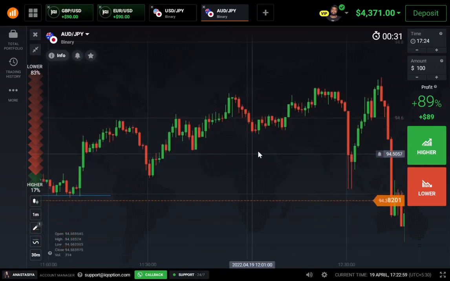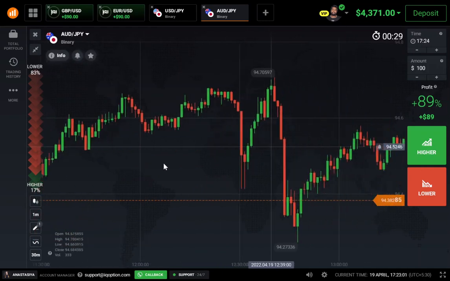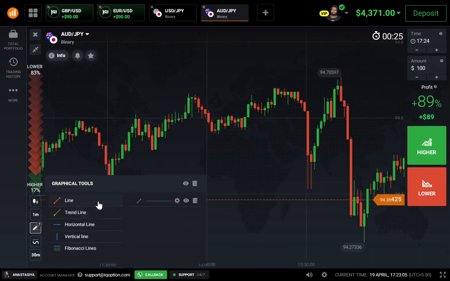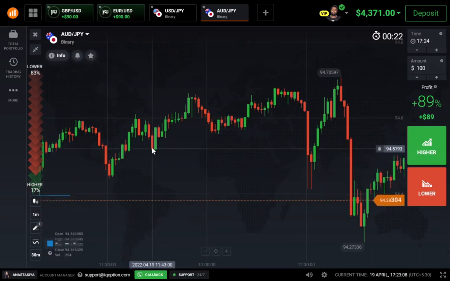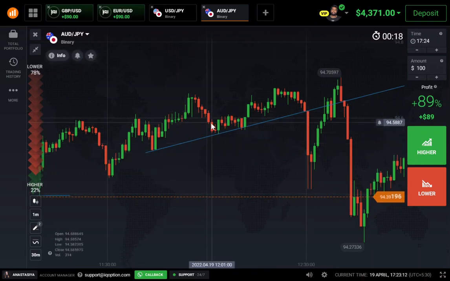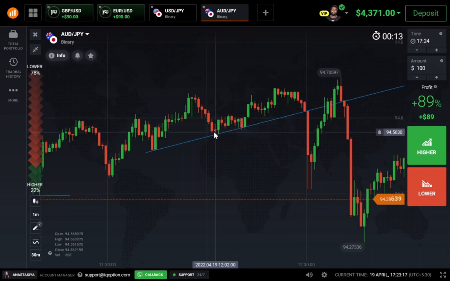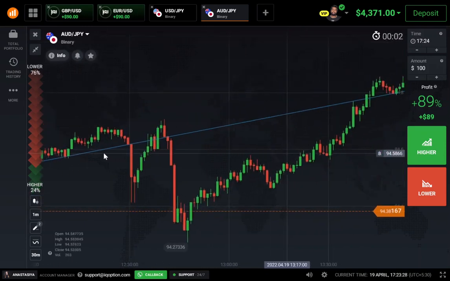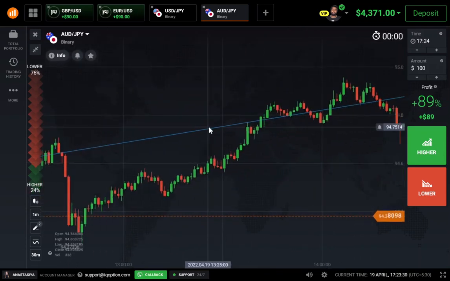Now let's look further and look at this area. If we draw a trend line, look at this area. Here again we have one, two, three times price rejected this support trend line. But then, on this occasion, price did break this trend line and continued to move further. So these are examples of trend lines.